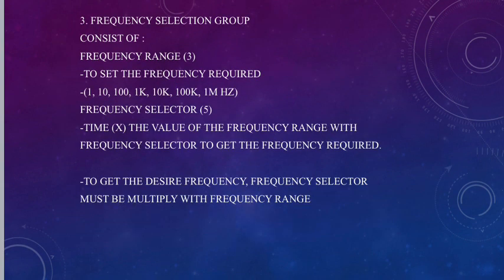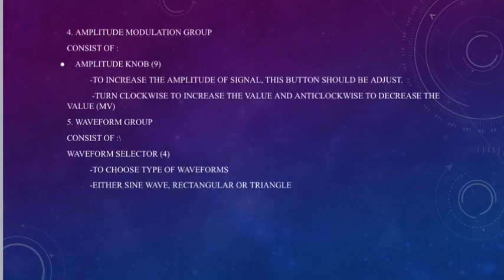Next, frequency selection group consists of frequency range 3. To set the frequency required: 1, 10, 100, 1K, 10K, 100K, 1 MHz. Frequency selector 5. Multiply the value of the frequency range with the frequency selector to get the frequency required. To get the desired frequency, the frequency selector must be multiplied with the frequency range.